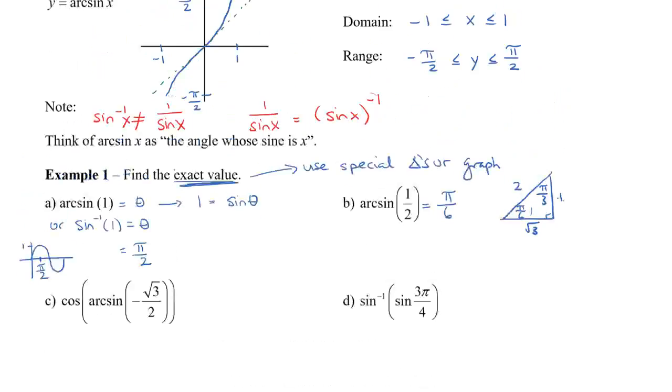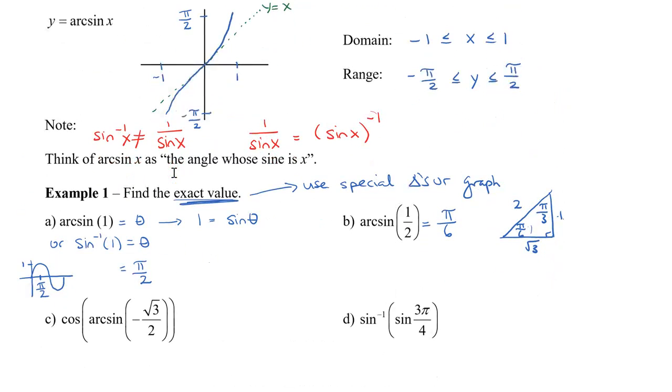Now remember where our domain is. Our domain is only from negative 1 to 1, and our range is from negative pi over 2 to positive pi over 2. Now, when we're looking for the arcsine, we're actually looking for our y value, our angle. So that means that we want an angle that's between negative pi over 2 and positive pi over 2. So in terms of quadrants, that means that it's going to be either in the first quadrant or the fourth quadrant.